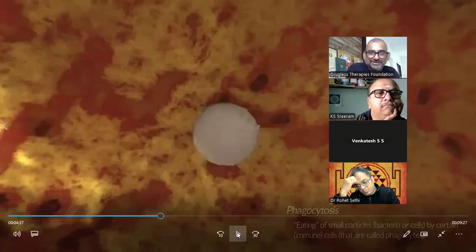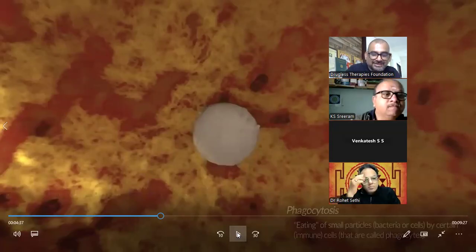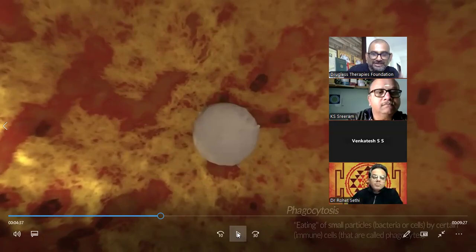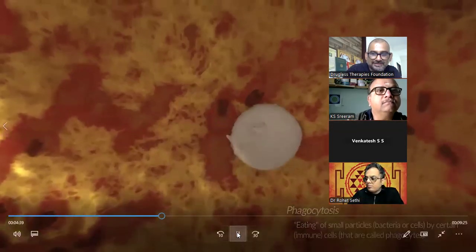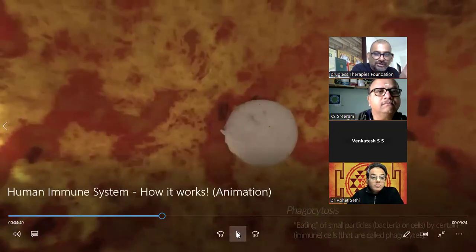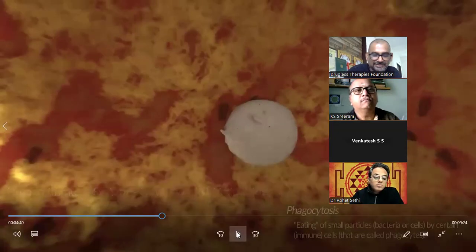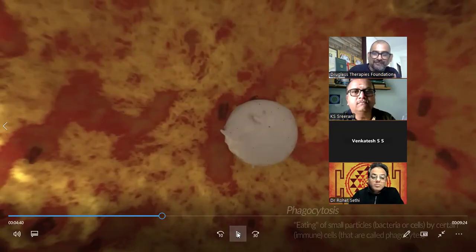It has eaten it. That is, the bacteria are removed by the neutrophil. This action is called phagocytosis. Phagocytosis means it is eating that bacteria. And after this, I am going to play one more most important thing, how to increase phagocytosis.